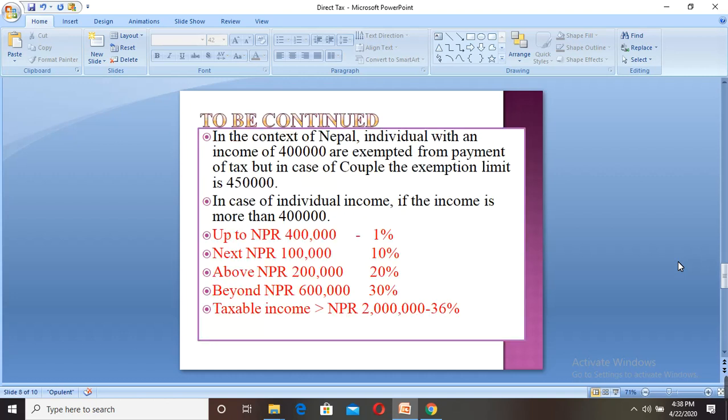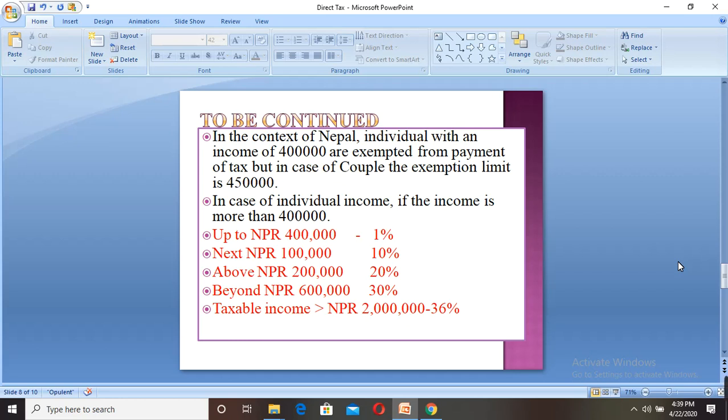In the next slide, I have given you an example of our country. In the context of Nepal, individuals with an income of 4 lakh rupees are exempted from payment of tax. But in case of a couple, the exemption limit is 4 lakh 50,000.